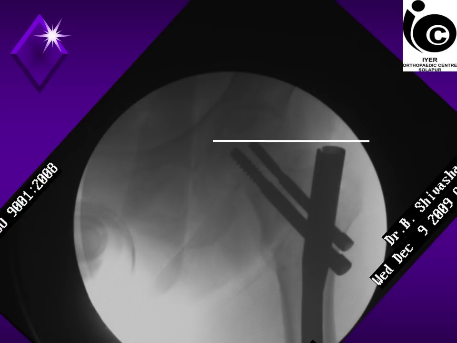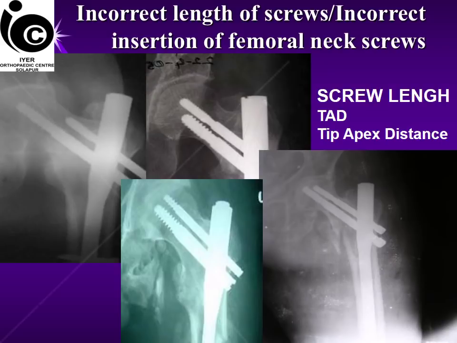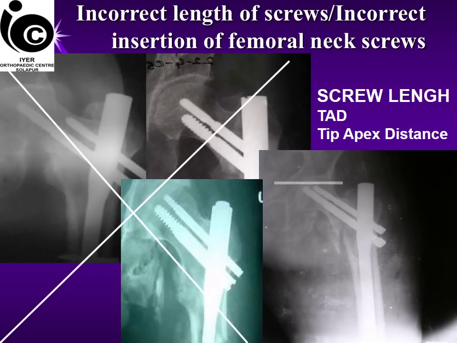The tips of both the screws should be at the same horizontal level at the end of the surgery, so that when the hip is loaded, they take the load simultaneously. Here you can see the superior screw is longer. When the hip is loaded, the superior screw takes the load first and it breaks at the junction of the screw and the shaft. If both the screws are not at the same position, that is also not correct. This is very, very important. Here you can see both the screws are at the same horizontal level. When the hip is loaded, they take the load simultaneously.